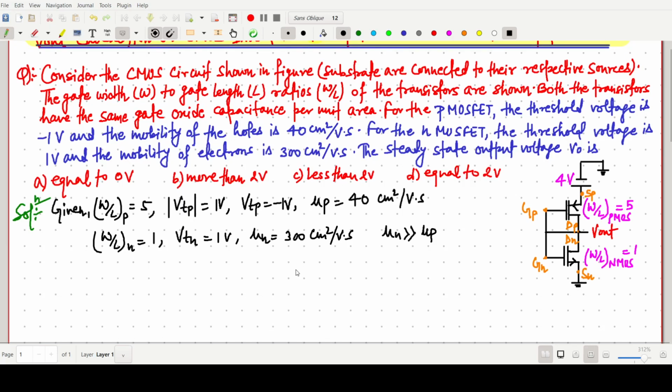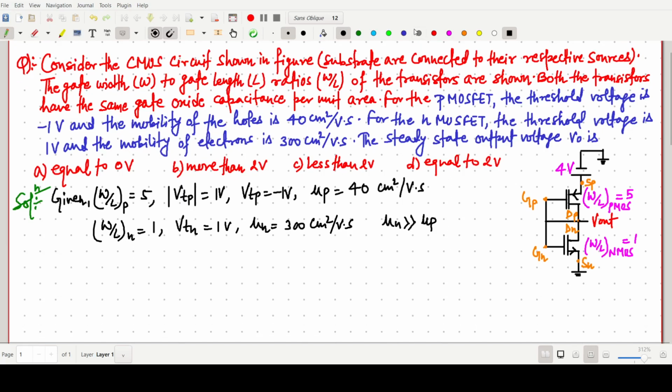Now the next thing is that we have to find the output. We have to find the V output value, and the options are equal to 0 volt, less than 2 volt, more than 2 volt, and equal to 2 volt. Then we have to identify in which mode the transistor is operating. Suppose we are considering the NMOSFET. It may be either saturation or cutoff.